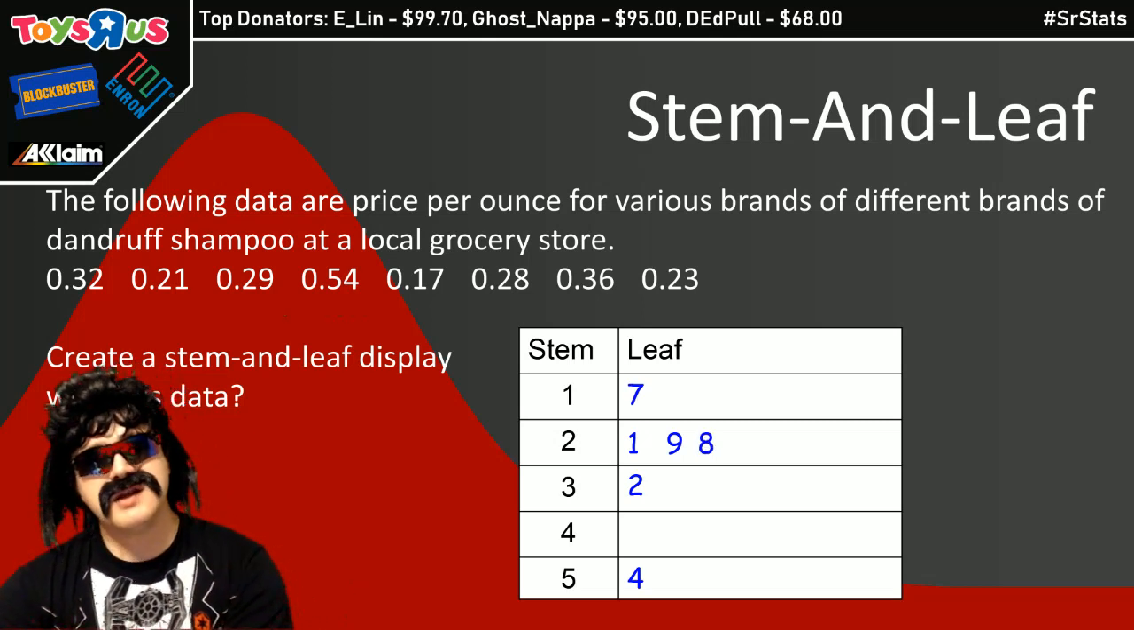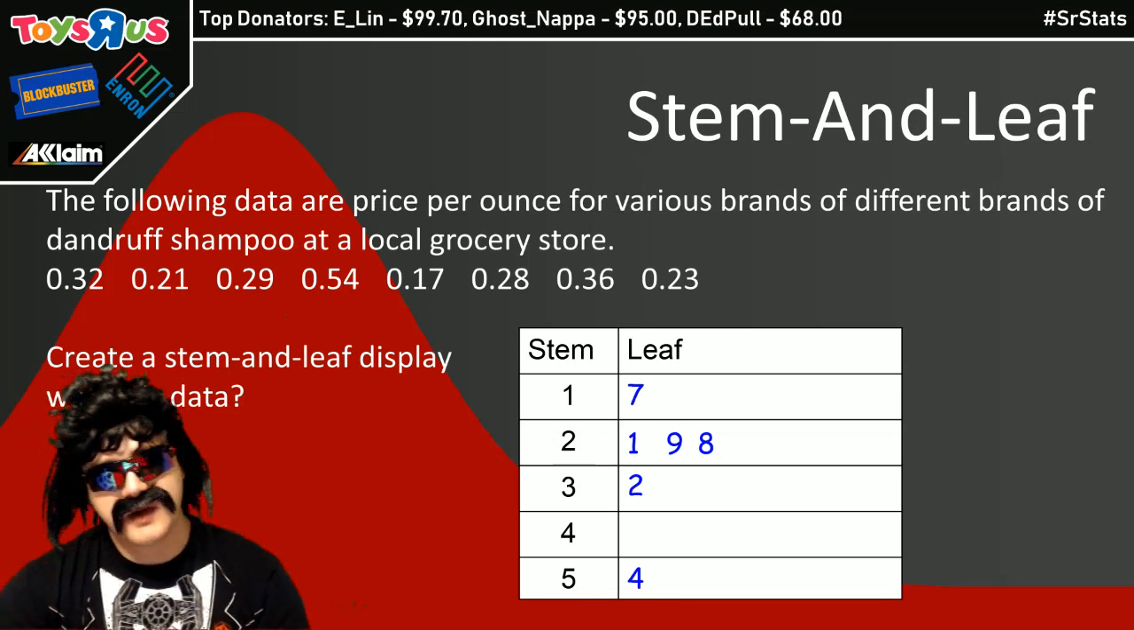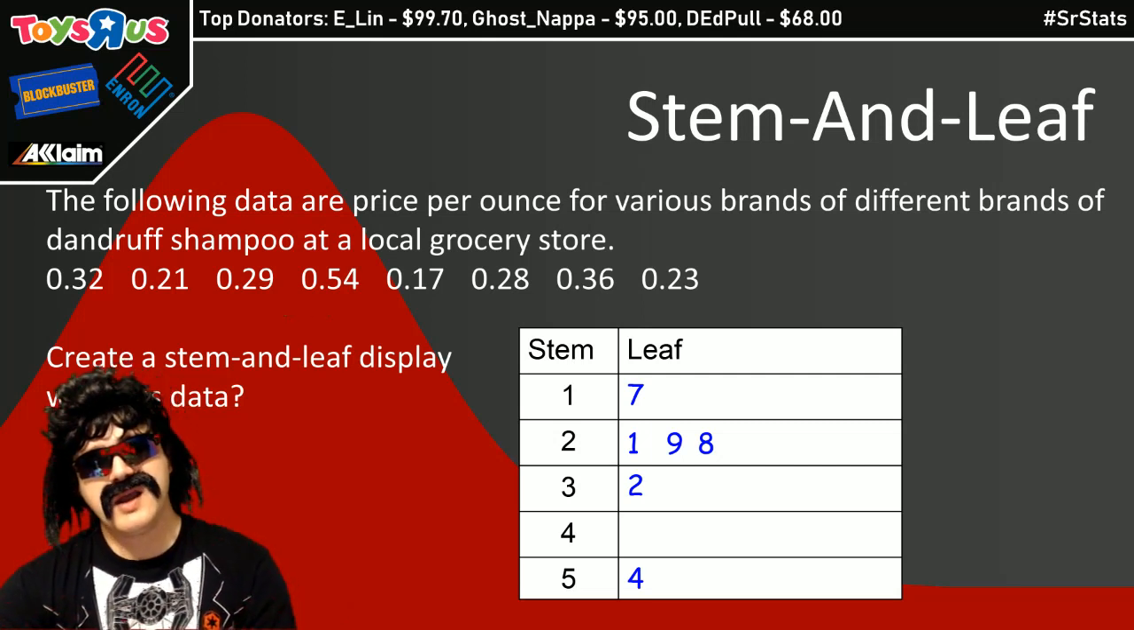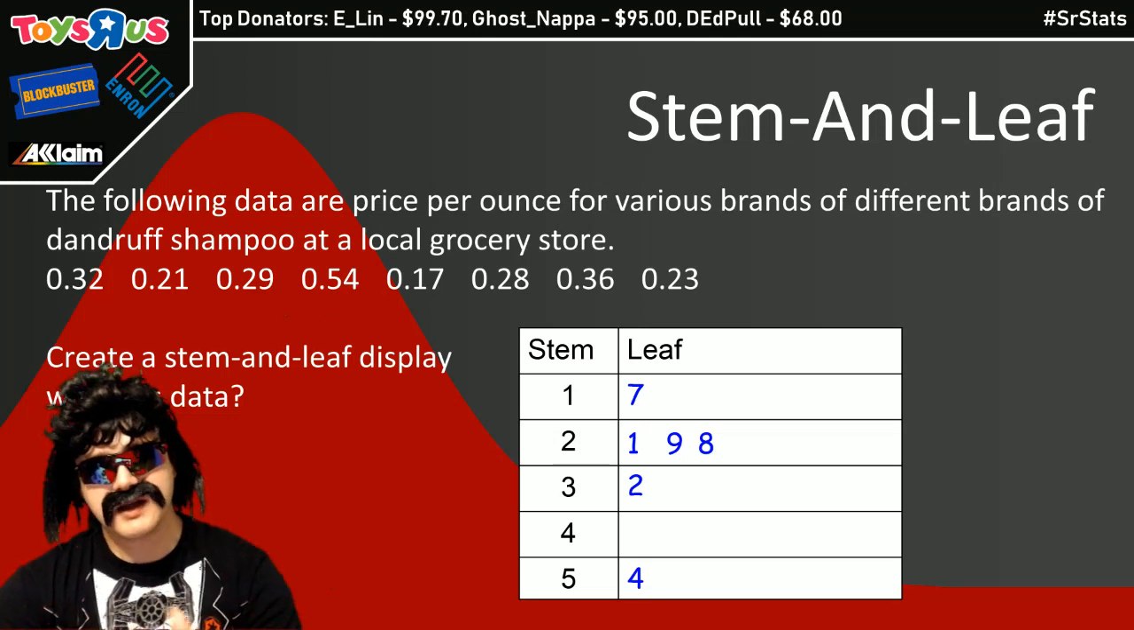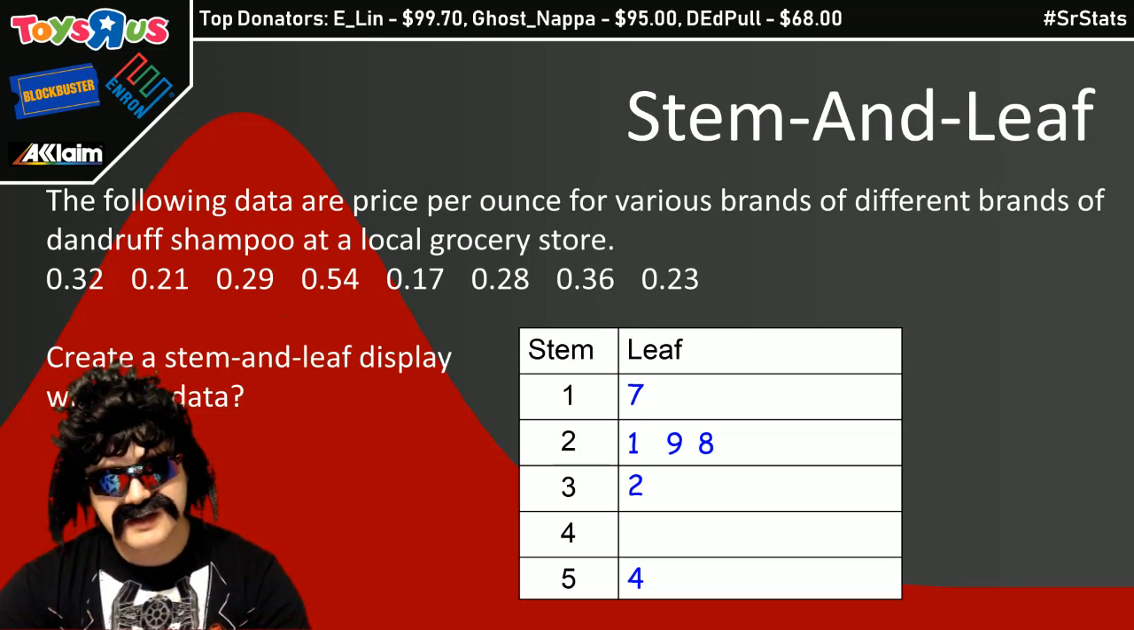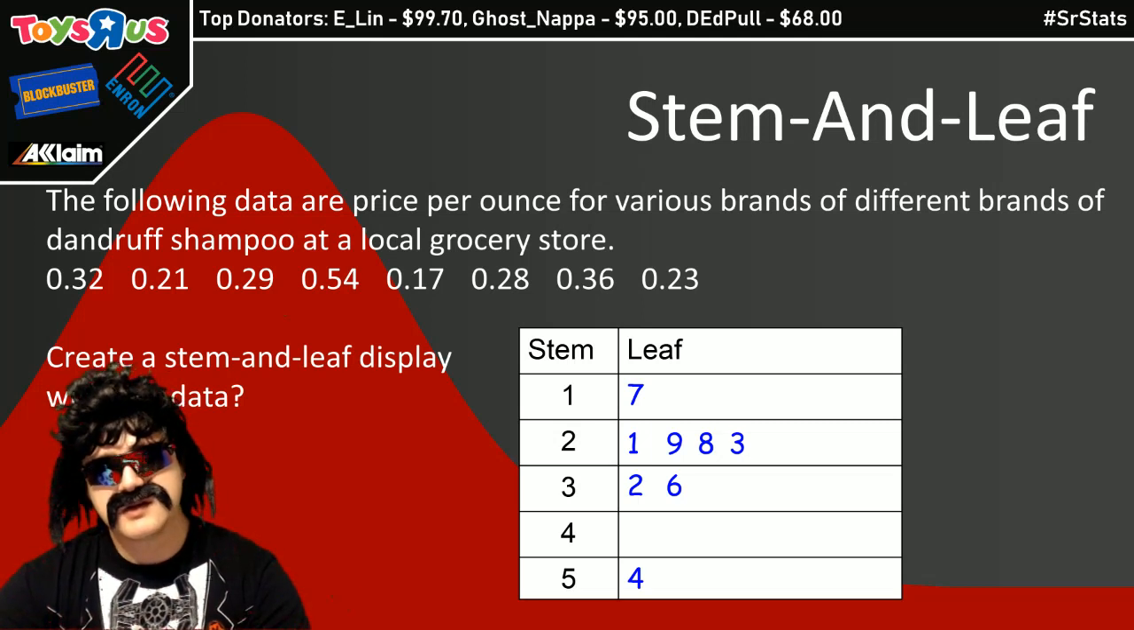Notice again, it does not have to be in numerical order for the leaves. You just keep on putting them in whenever you get to the points. We're just looking at how many actual values are in that section. Then we've got 36 and 23. Alright, so here's our stem and leaf.